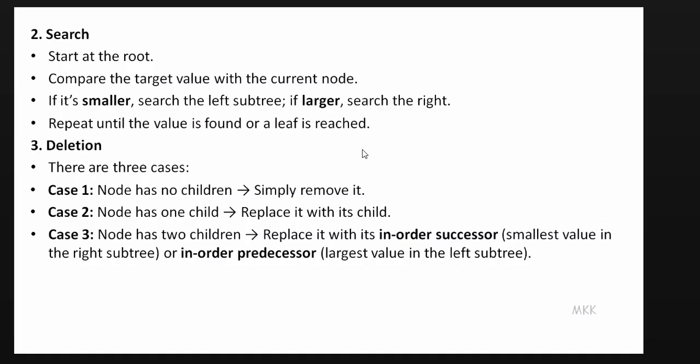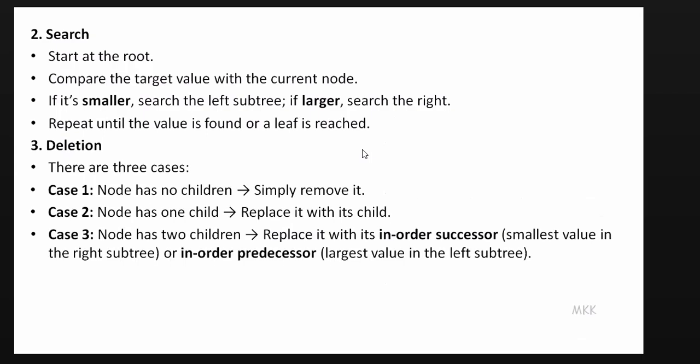So while deleting, keep in mind that if the node has no children, simply remove it. If the node has one child, replace it with the child. If the node has two children, check whether it is greater or less than the root node. If it is the smallest value, make it the right subtree. If it is the largest value, make it the left subtree. In such a way, we can do the deletion operation in binary search trees.